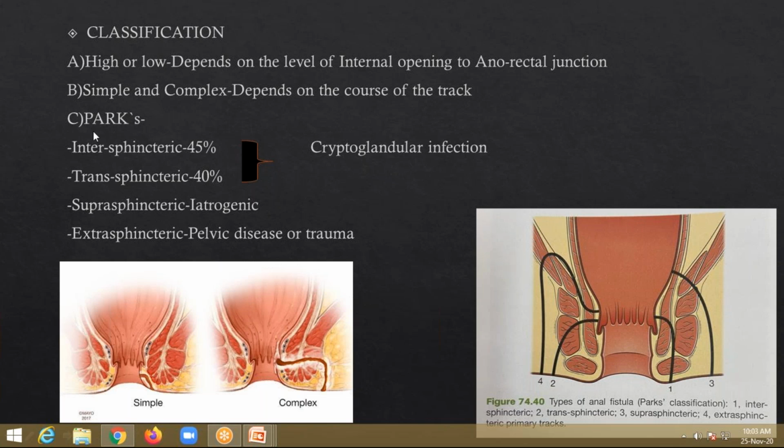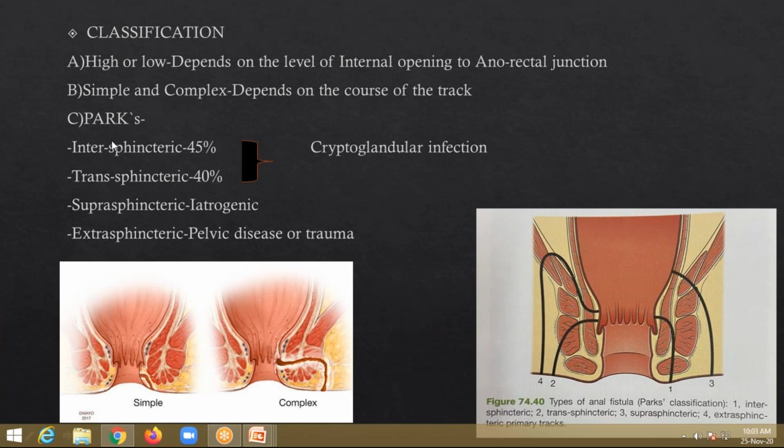This is the classification we use now. These are the general classifications, but Parks classification is the authoritative one. Parks has classified fistulas into four varieties: intersphincteric fistula, transsphincteric fistula, suprasphincteric fistula, and extrasphincteric fistula. Among these, the most common is the intersphincteric fistula.